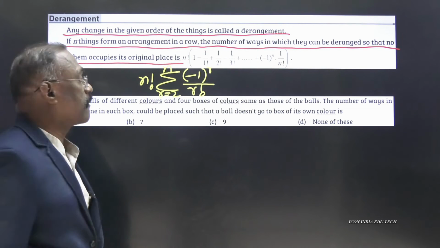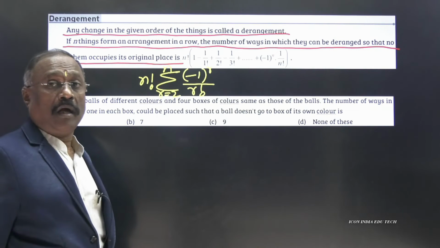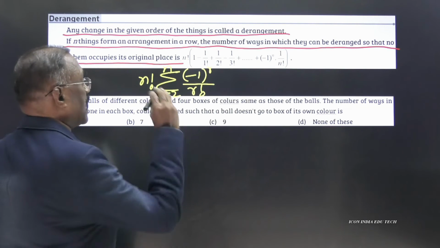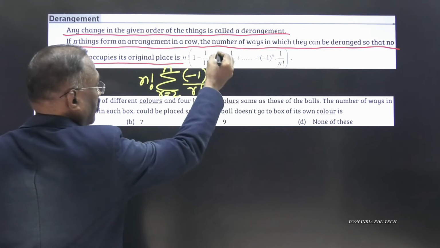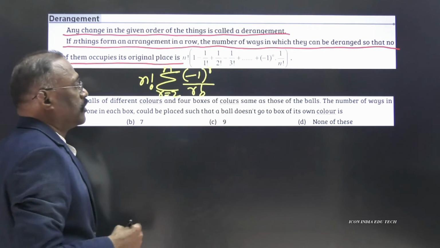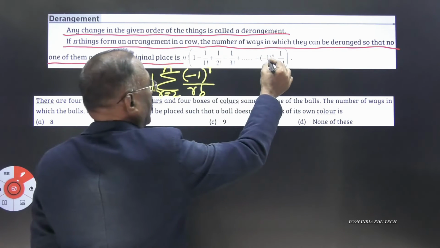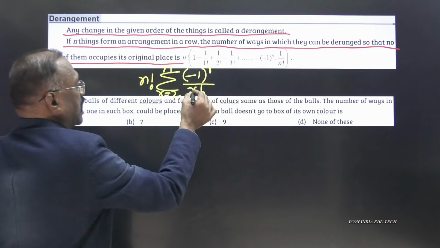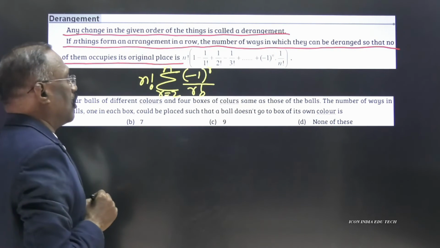Now let us expand it to understand. n factorial anyway is written outside of the sigma. Put r equal to 2 here, minus 1 whole power 2 by 2 factorial. This one, 1 by 2 factorial. Put r equal to 3 here, minus 1 by 3 factorial. Put r equal to 4, plus 1 by 4 factorial. Plus and so on plus. If you write r is equal to n, this is minus 1 whole power n into 1 by n factorial. That's all.